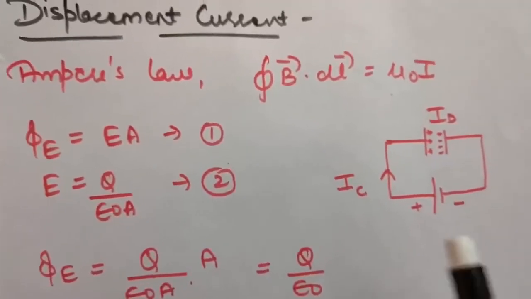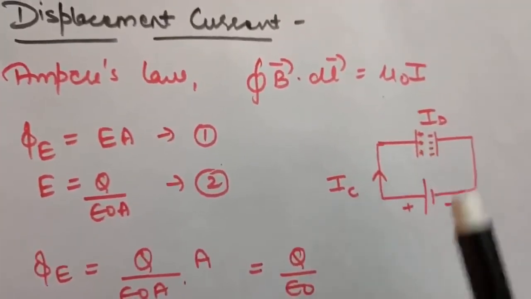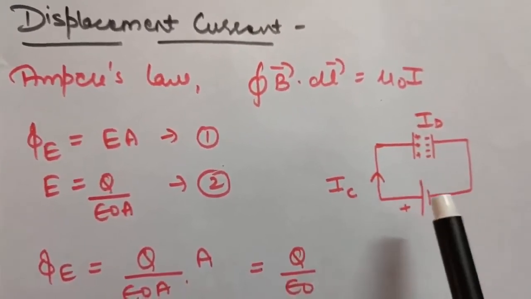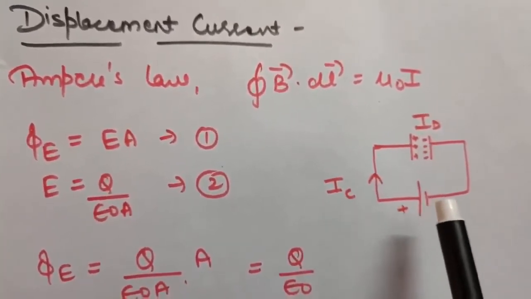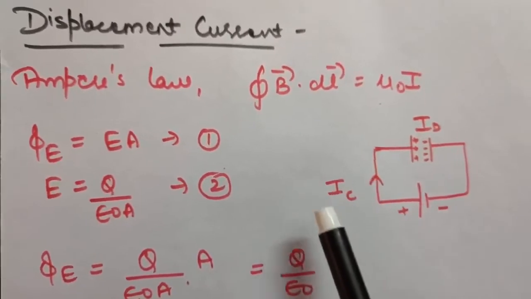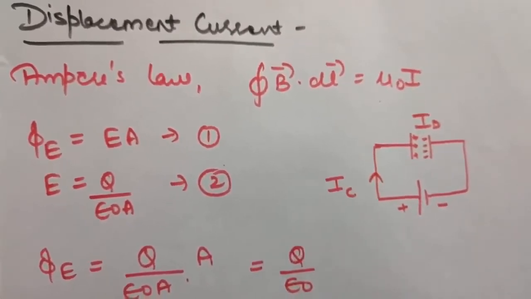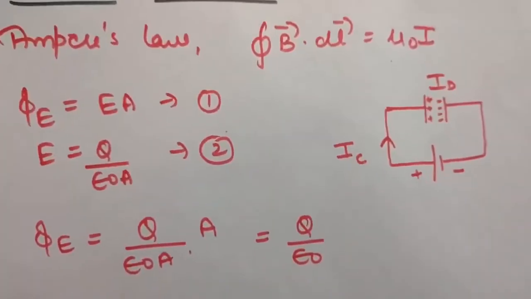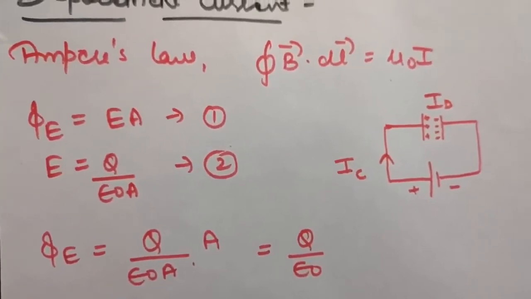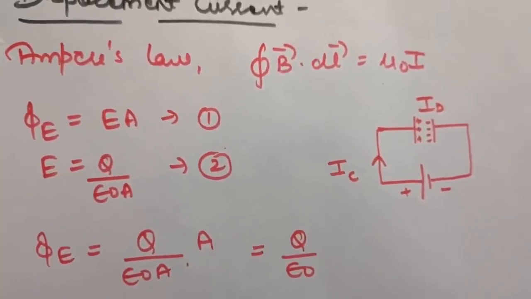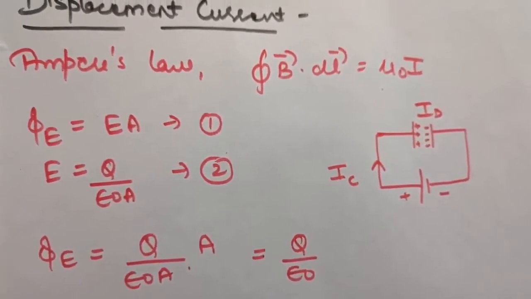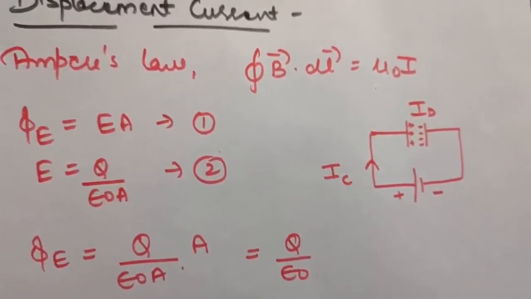So now let us suppose this is a capacitor and this is a battery, and this capacitor is connected to this battery, and at some instant conduction current IC is flowing through the battery to the capacitor. Now if we consider Q to be the charge on the plate of capacitor and A be the plate area of the capacitor.